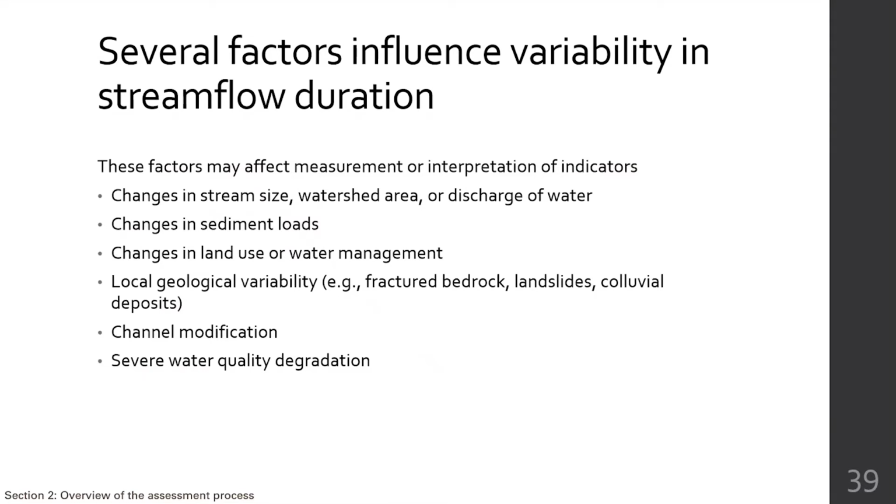There are many factors that can influence the variability in stream flow duration, and these will affect how you should measure or interpret your indicators. Things like changes in stream size, watershed area, or how much water is getting discharged. Changes in sediment loads can certainly dictate how much water can percolate into your groundwater. Changes in land use for water management, the geological variability, channel modification, and sometimes water quality degradation can also affect indicators, particularly the aquatic invertebrates and algal cover.